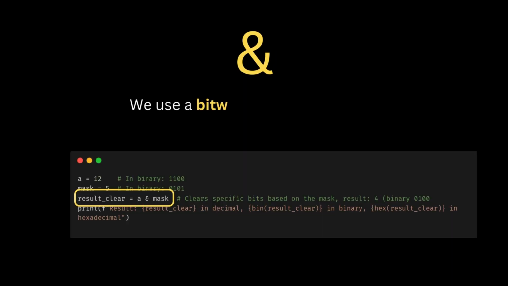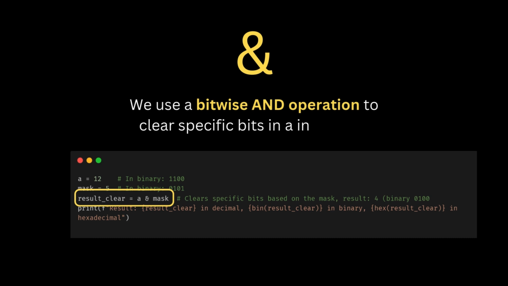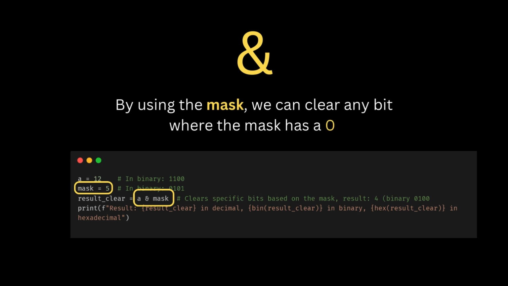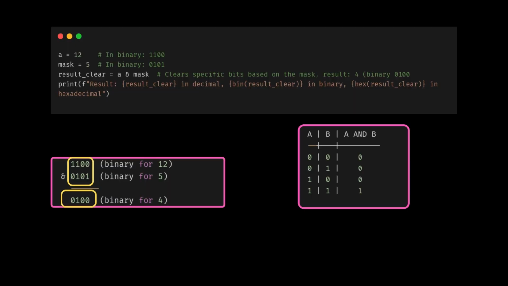Next, we use a bitwise AND operation to clear specific bits in A in Python. By using the mask, we can clear any bit where the mask has a 0. In this case, the result will be 4, because the second bit from the right is cleared.